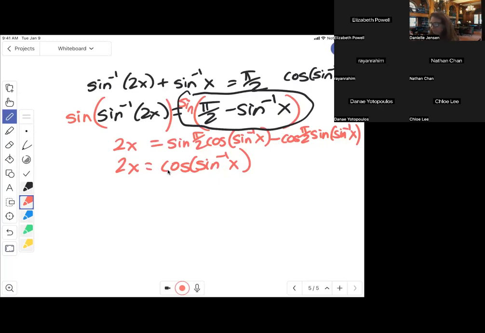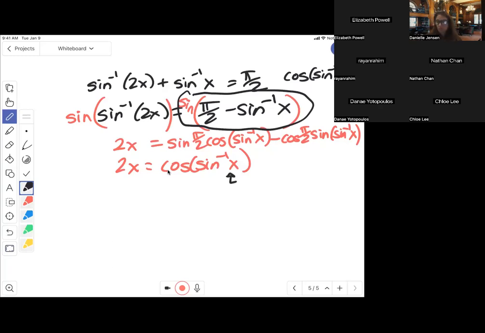Okay, so now what? I got to solve for x. So I haven't solved for x yet. What do I do now? Do we know what cosine of inverse sine of x is? Alright, can I draw a reference triangle? Yeah, and I was just gonna ask, is x in this case on the right an angle or a ratio? It's a ratio, yeah.